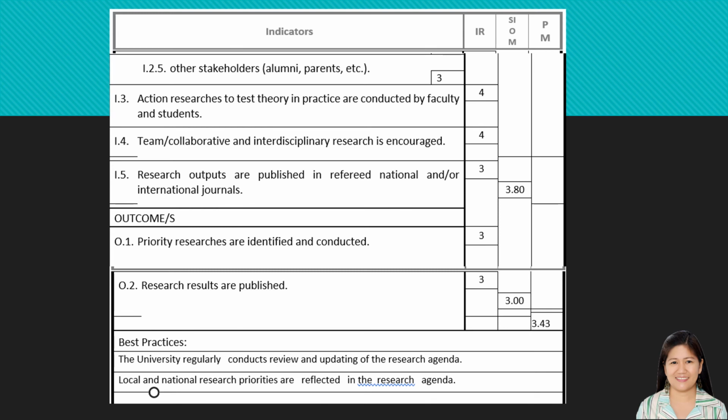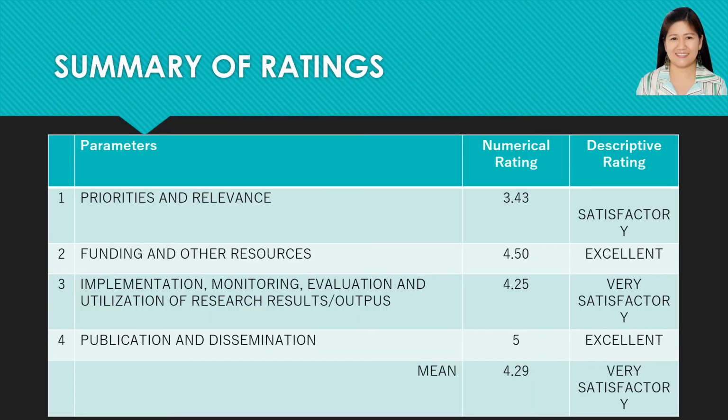And yung 0.2 ay citation and others. So, ganyan po siya i-compute. Para makuha mo yung parameter mean, i-add mo lang yung systems, input and processes, implementation, and yung outcome, makukuha mo yung parameter mean mo na 3.40. Okay, summary of ratings. Ito po yun. Kunin mo lang yung mga parameter means, ilagay sa table. Tapos yung descriptive rating.